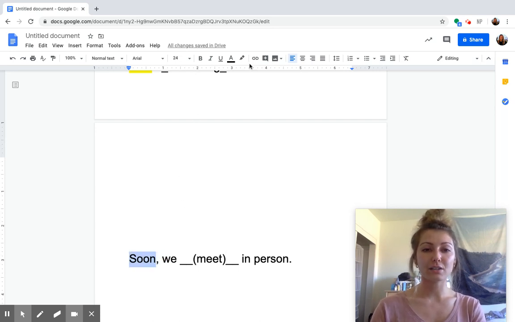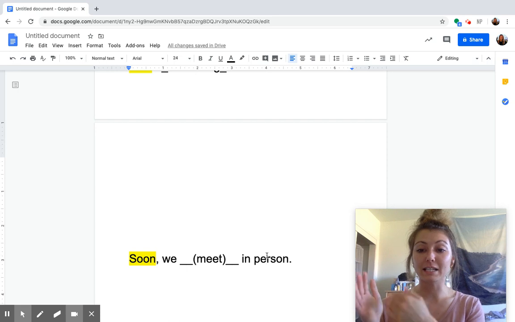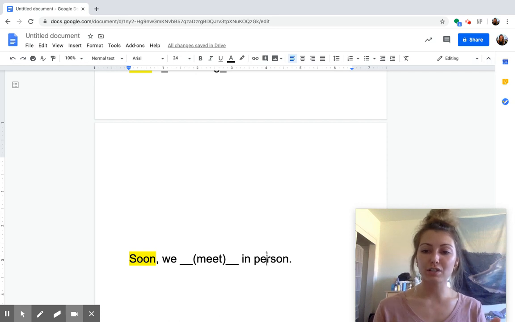Good. So our context clue here is "soon." Soon means it's going to happen sometime in the near future. So it might happen tomorrow, it might happen next week, it might happen next month. Soon just tells us that in a short amount of time that will happen. But it's still future tense. It will happen in the future. So soon we will meet in person. Hope you got that one was future tense.